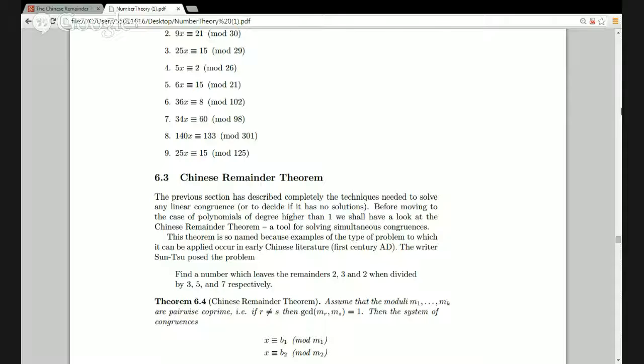For instance, problems like this: find a number which leaves remainders 2, 3, and 2 when divided by 3, 5, and 7 respectively. So you're asking yourself, is there a number which when you divide it by 3 leaves a remainder 2, when you divide it by 5 leaves a remainder 3, and when you divide it by 7 leaves a remainder 2? Maybe there is such a number, maybe there isn't. Maybe there's an infinite number of them. Maybe there's just one, maybe there's 5 of them or something. So being able to solve those types of problems.